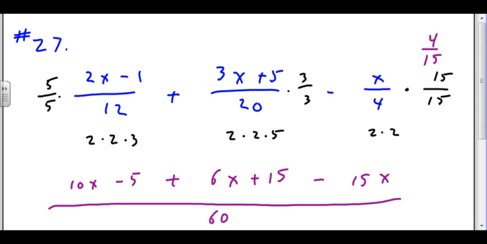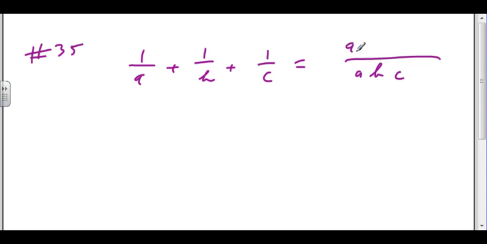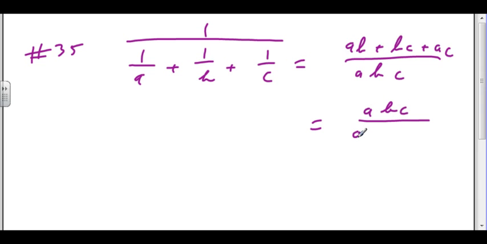Now number 35 looks like it's something we already did, right? 1 over A plus 1 over B plus 1 over C. We've already done that one, right? That's resistors in parallel, basically. 1 over that, right? So we can just write down the answer: ABC over AB plus BC plus AC. Because if this were 1 over that, we would have said that that's ABC divided by AB plus BC plus AC, right? Because it's the resistor problem left over from circuit analysis.